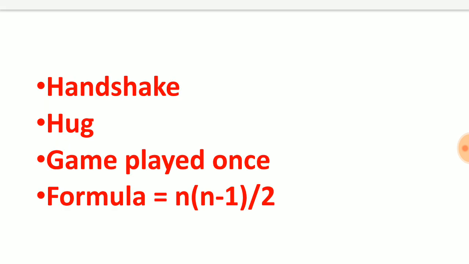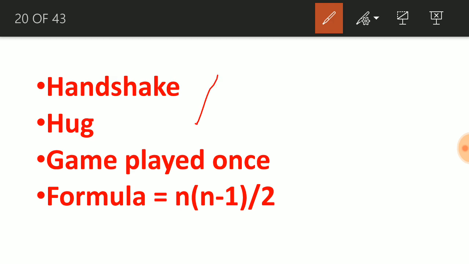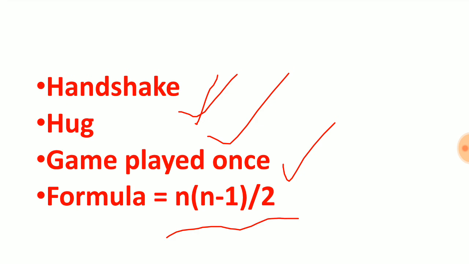So here is the formula for handshakes, for hugs, for a game played once. Our formula is n times n minus 1 divided by 2 to find the total number. Now let us see this question.